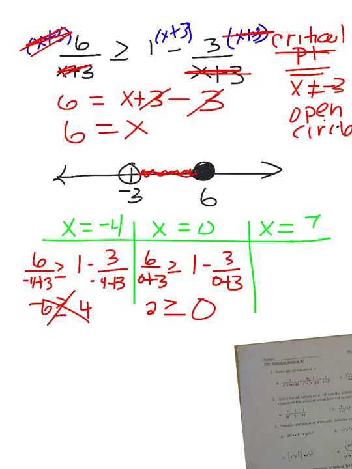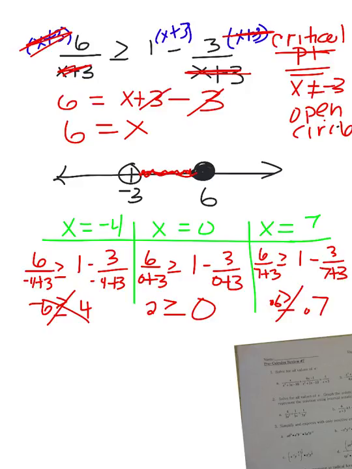And now I'm going to try 7. So I have 6 over 7 plus 3 is greater than or equal to 1 minus 3 over 7 plus 3. All right, so for the last one, what we get is 0.6 is greater than or equal to 0.7. That's not true, so I don't shade to the right.